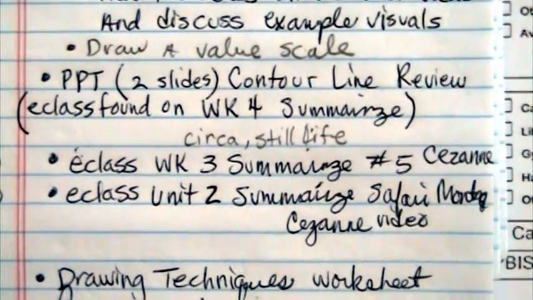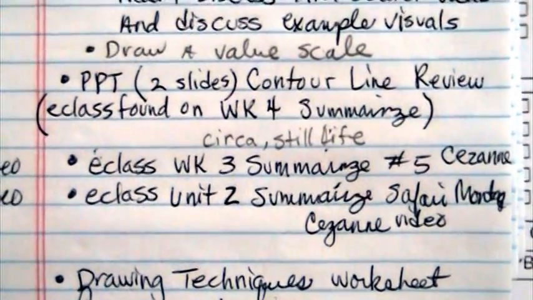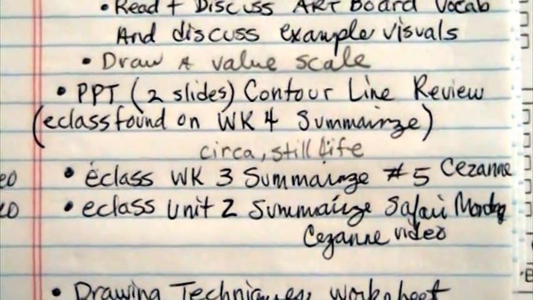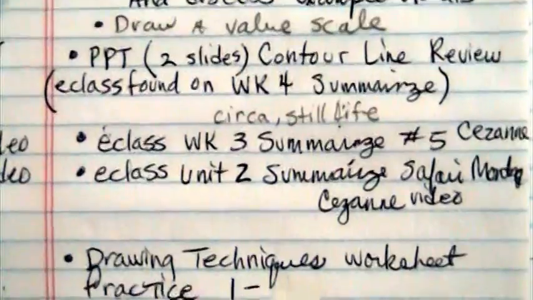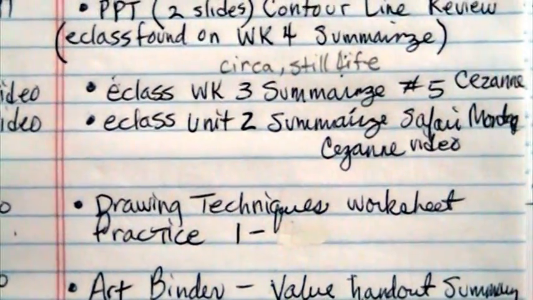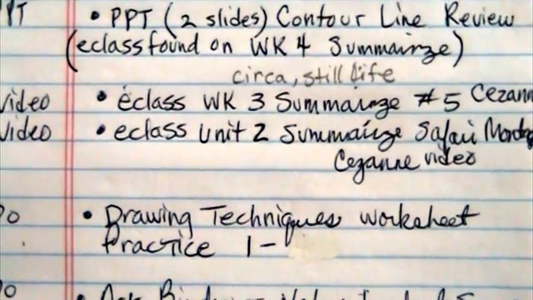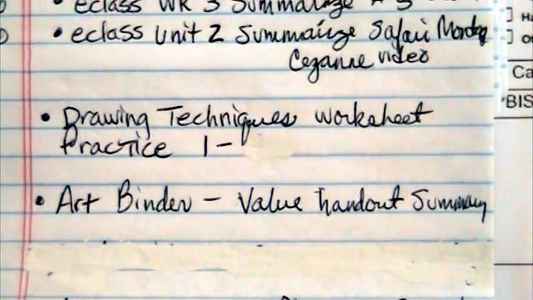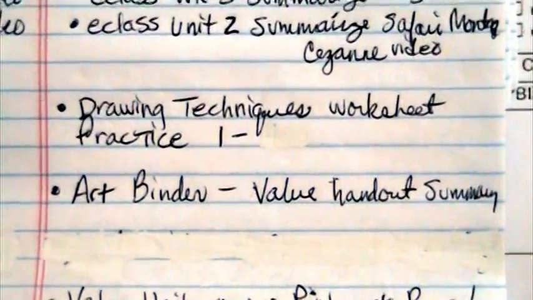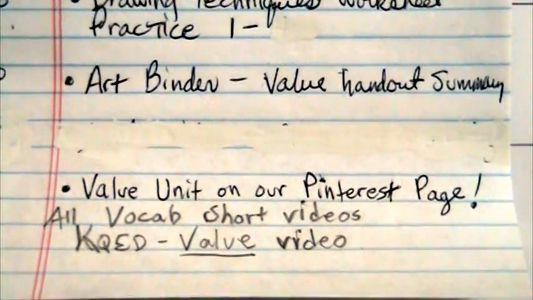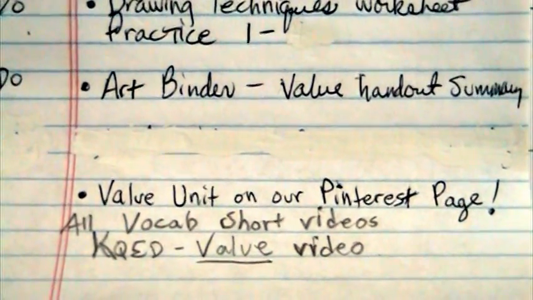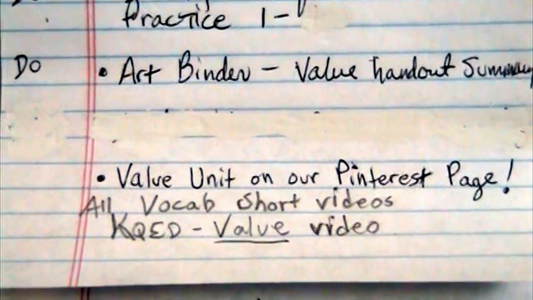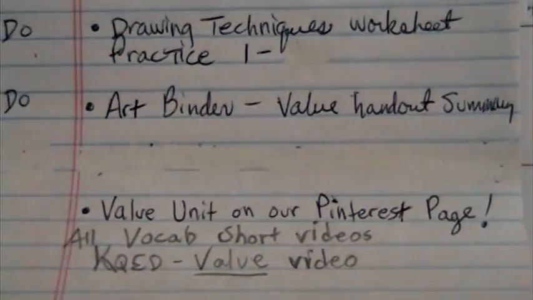We went to eClass Unit 2, going back a little bit, summarize section, and the Safari Montage video on Cézanne, that's about a 10-minute video. If you'll watch the first 5 minutes, that will be good. We did drawing technique worksheets 1 and 2. We got out our art binders and found the value handout summary that I took notes for you, and we read through that. Then we viewed our Pinterest page, and we watched all of the short videos, especially the KQED video on value. But there are lots and lots of videos on that.